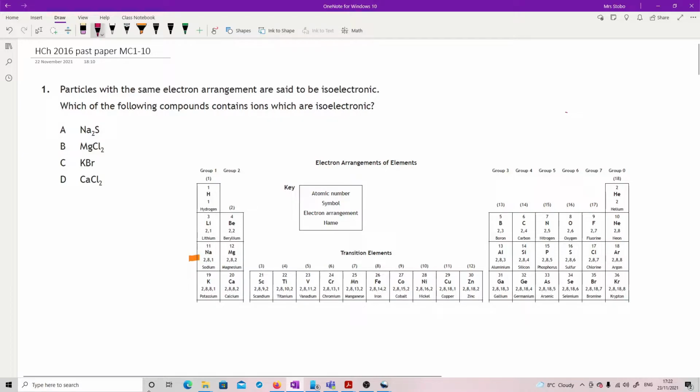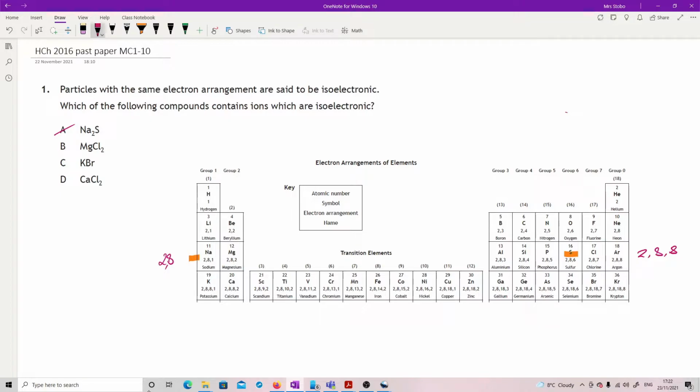Sodium is 2,8,1, but it's going to go to 2,8 when it drops off that electron. And it is attached to sulfur, and sulfur we have over here. Sulfur is 2,8,6, so it's actually going to go the other way, and it's going to go 2,8,8, so it's not these guys. Okay, magnesium and chlorine.